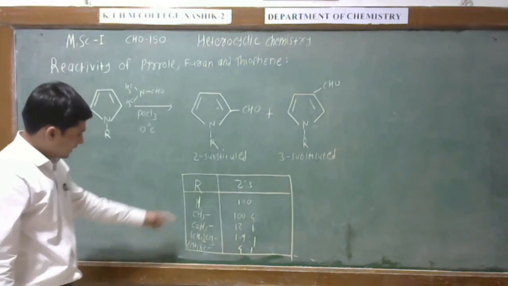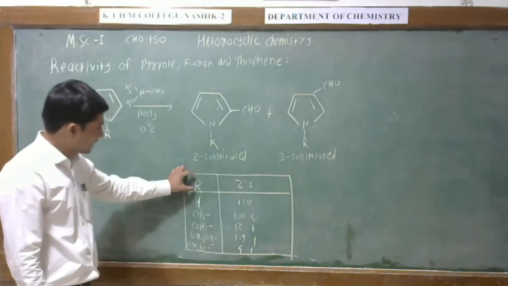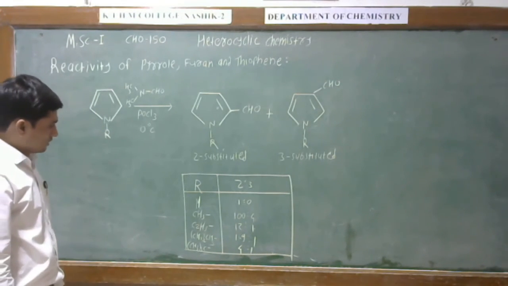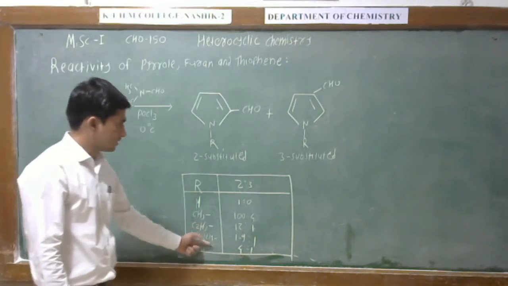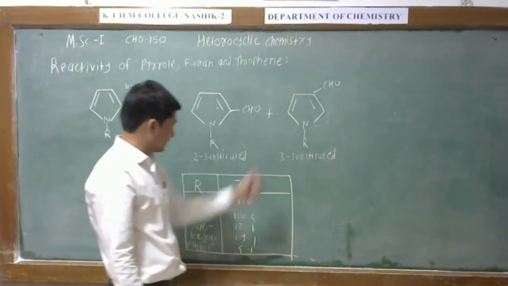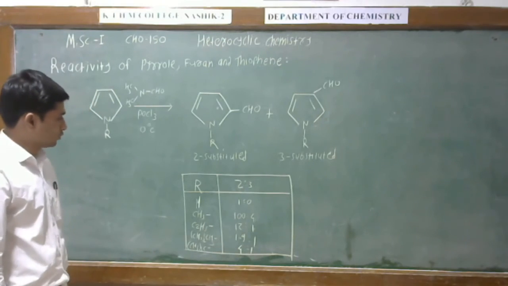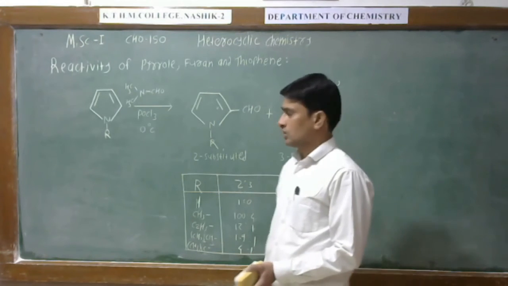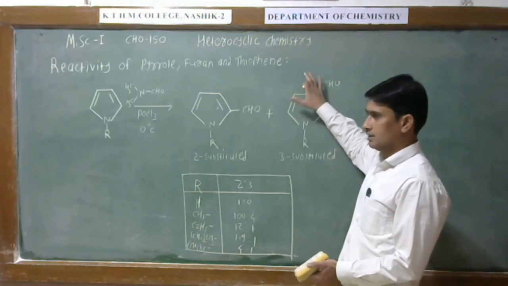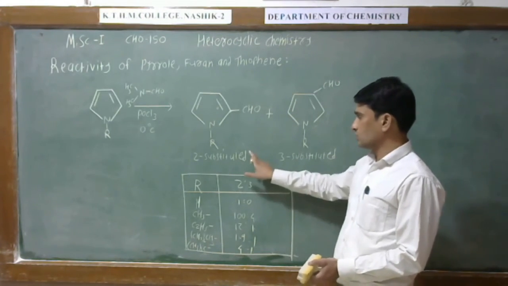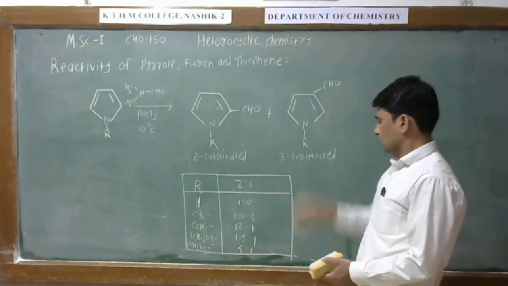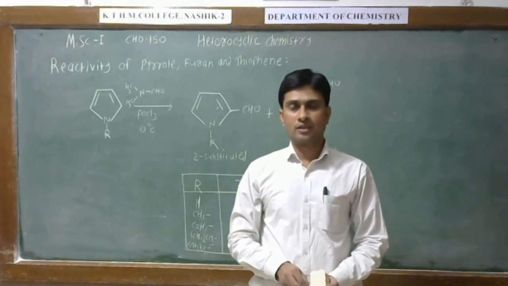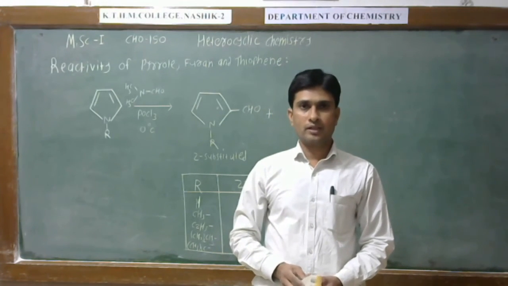It means that as the bulkiness of this R group increases, the substitution at the 3 position increases as compared to the 2 position. So this is a very important chart to understand the substitution either on the 2 position or on the 3 position. This is a very important reaction in view of the competitive examination.